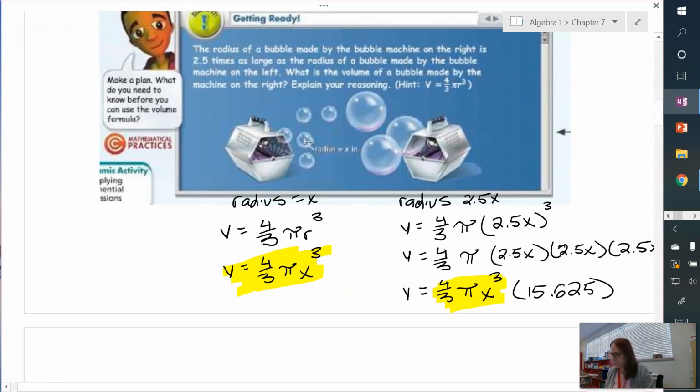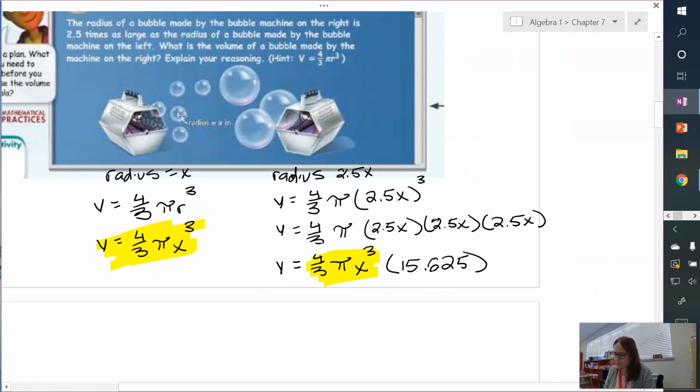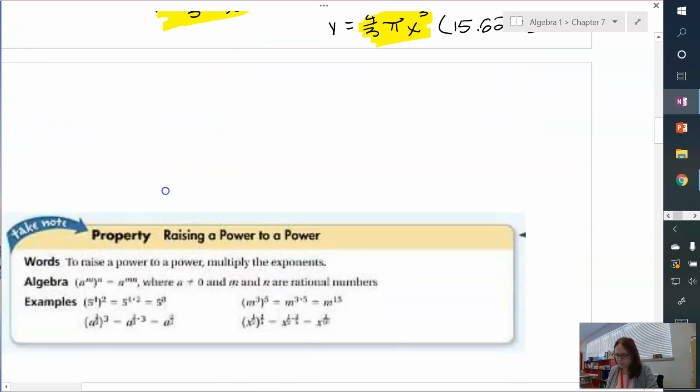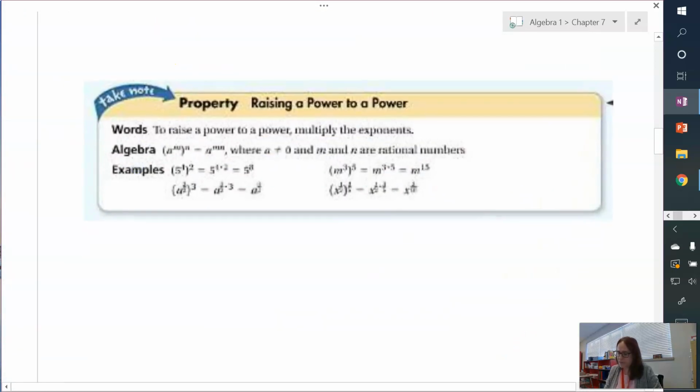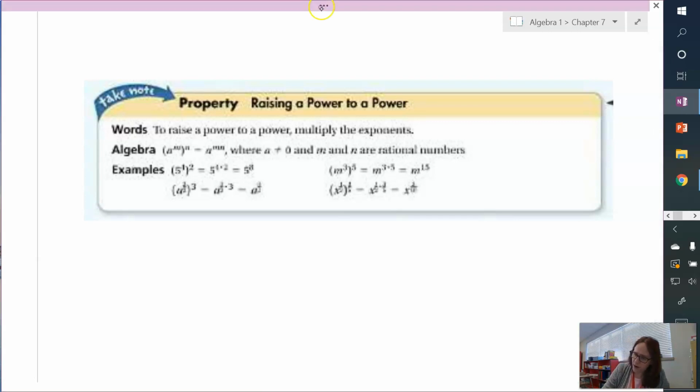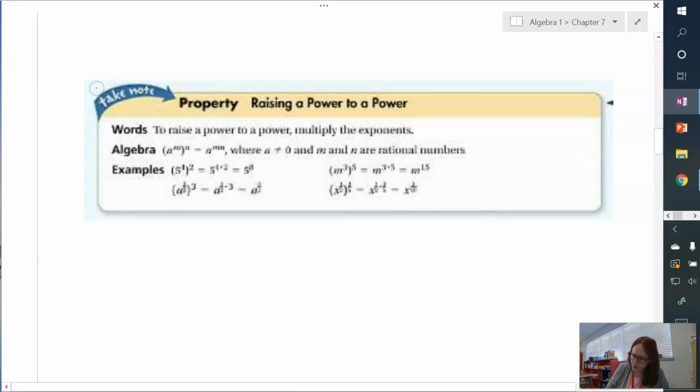Let's see if we can find some shorter, easier ways to do this instead of multiplying our 2.5x by itself 3 times. Just so happens we have a property of raising a power to a power. And what you're going to do when you raise a power to a power is you're going to multiply those two powers together. And that's going to work as a shortcut.